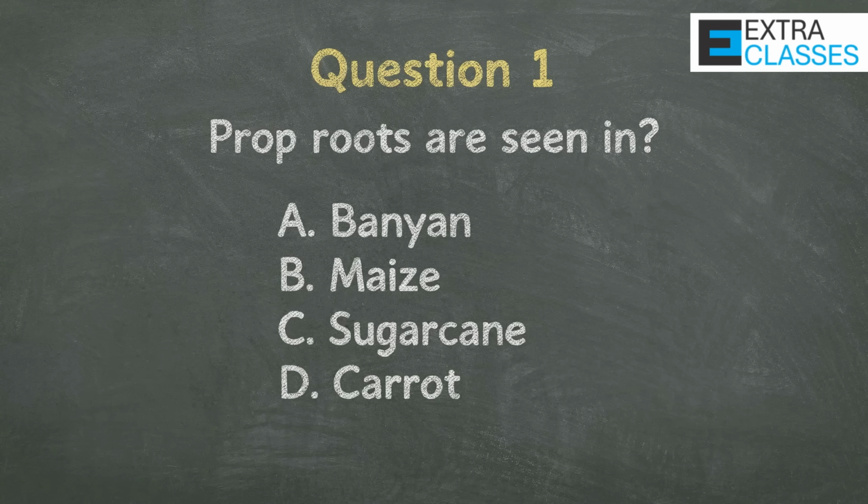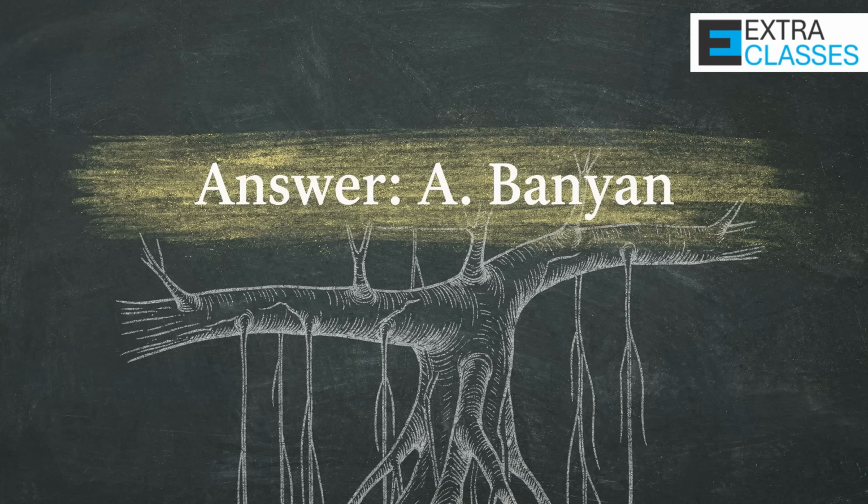For example, question 1. Prop roots are seen in: A. Banyan, B. Maize, C. Sugarcane, D. Carrot. The correct answer is A, Banyan. Conceptually, prop roots provide mechanical support and arise from branches.